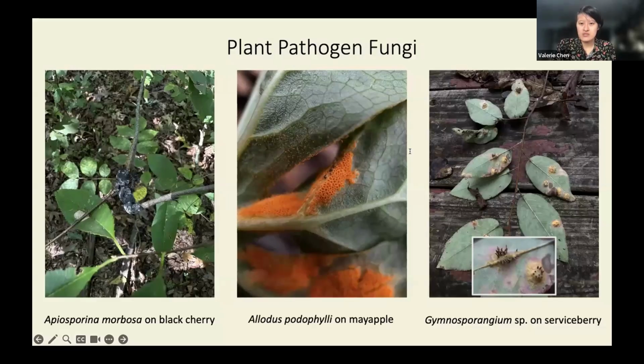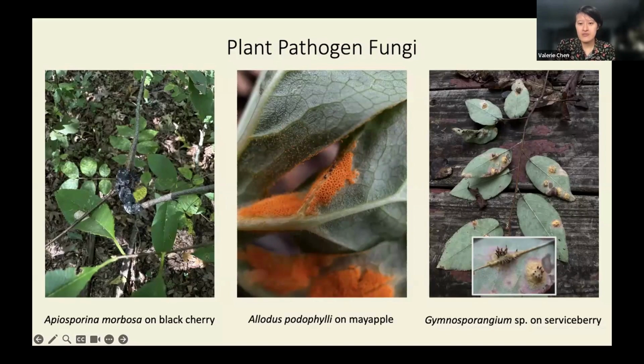The fungus overwinters in the knots and produces perithecia, a type of ascomycete fruiting body, on the outside of the knots in the spring and summer, which releases spores. Allodus podophylli is the May apple rust, a type of highly host-specific plant pathogen only found on May apples, which are a native plant. By mid to late spring, once the May apple colonies are well established, it's easy to find those orange fruiting bodies in large patches of the plant.